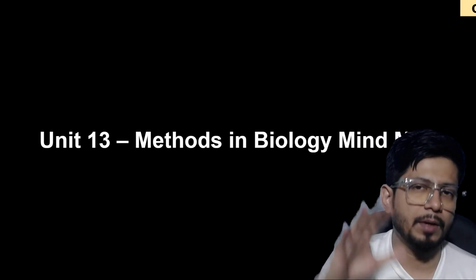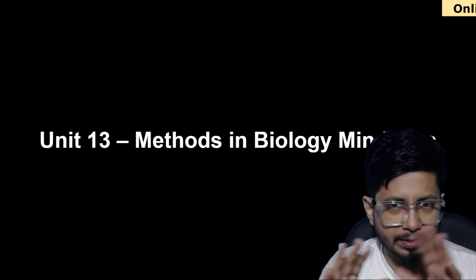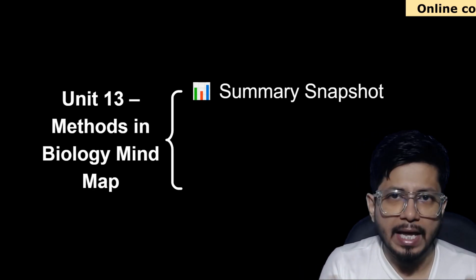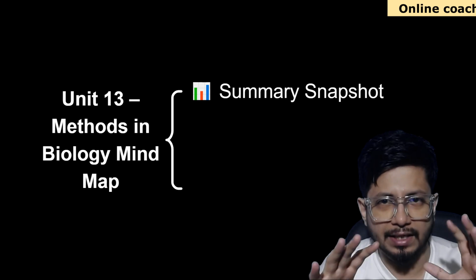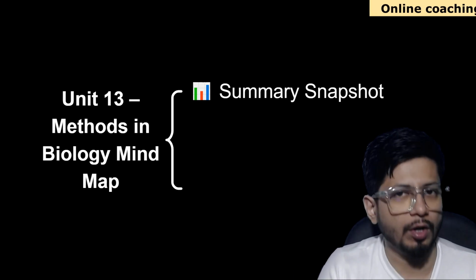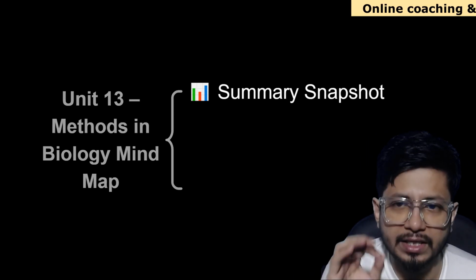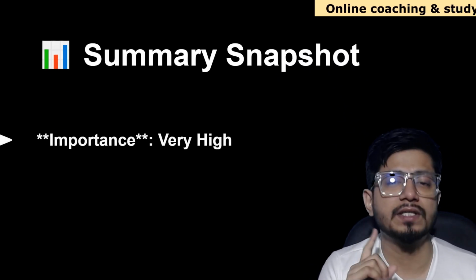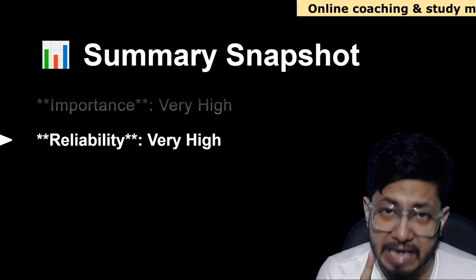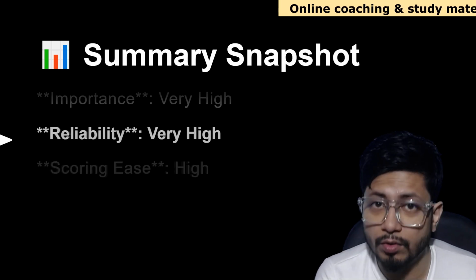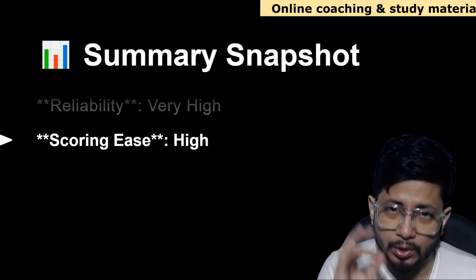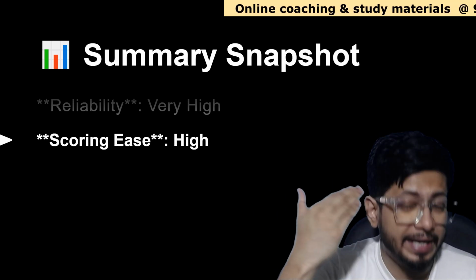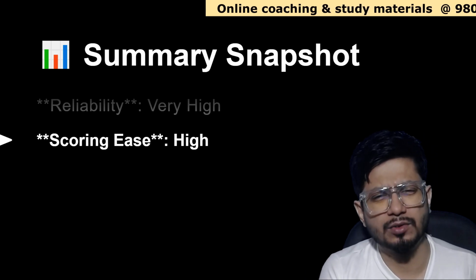So we'll be talking about the heat map analysis for methods in biology, the overall summary of methods in biology, and then the high yield repeated topics from methods in biology. Starting with the summary snapshot: the importance level of this unit is very high. Reliability is also very high. The scoring potential is also high, easy if you can memorize. So I can say scoring potential is moderate.